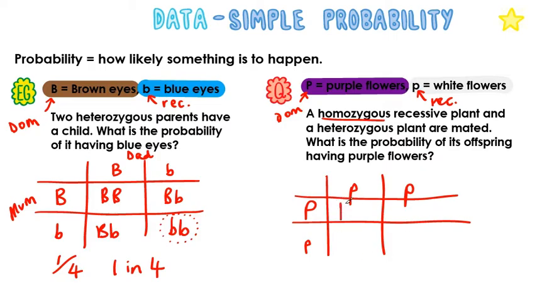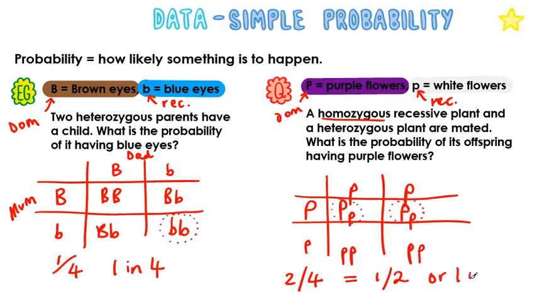So now we do our cross. We've got big P, little p, big P, little p, 2 little p's here, and 2 little p's here. What is the probability of its offspring having purple flowers? That is these 2 because they have that dominant purple allele. So it starts off with being 2 out of 4, and you can then simplify that to being a half, or 1 in every 2 offspring.